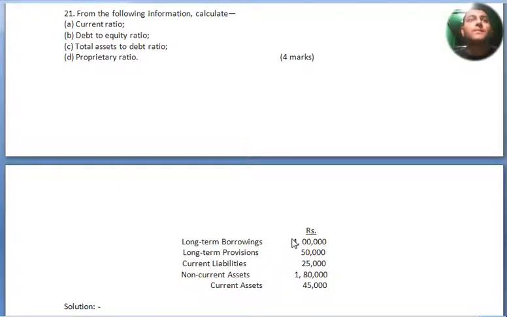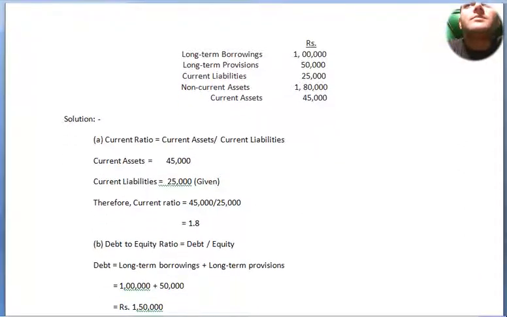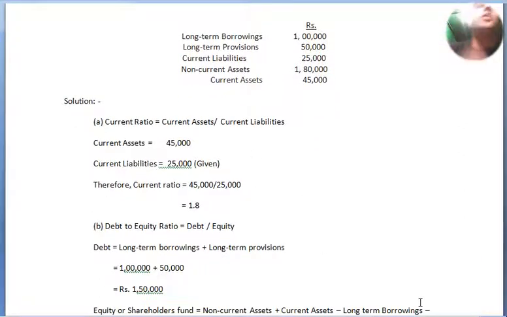So let's begin. From the following information, calculate current ratio, debt to equity ratio, total assets to debt ratio, proprietary ratio for 4 marks. The information provided in the question is long-term borrowings 1 lakh, long-term provisions 50,000, current liabilities 25,000, non-current assets 1,80,000, current assets 45,000.